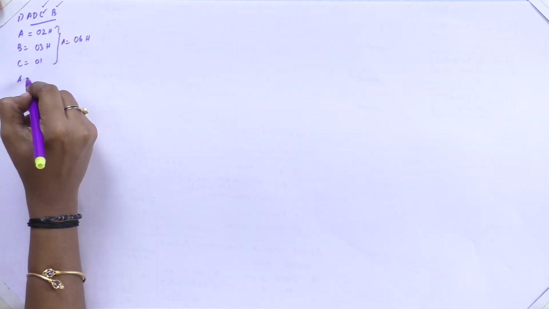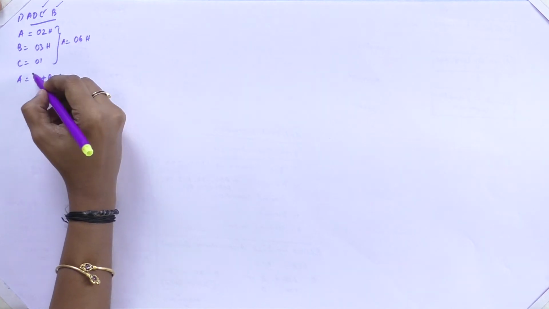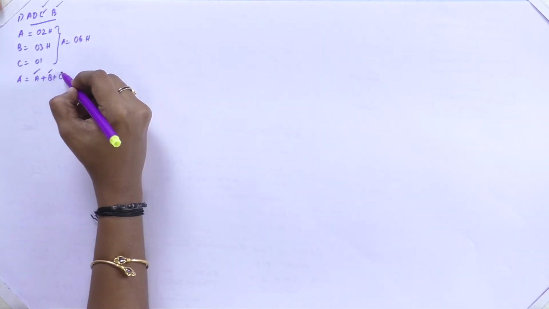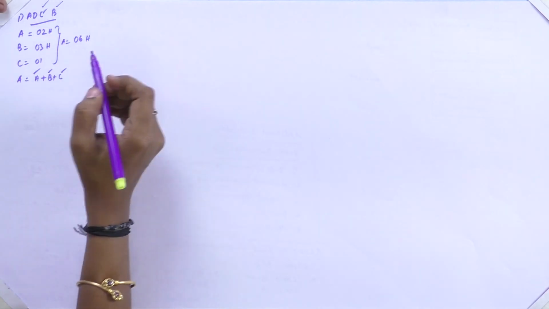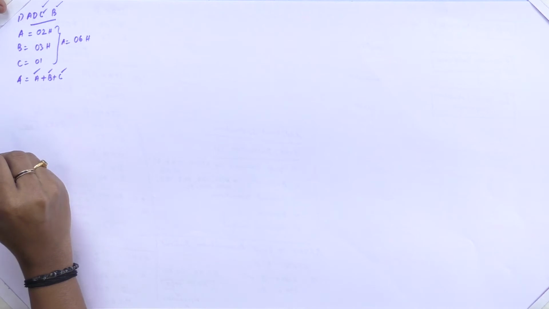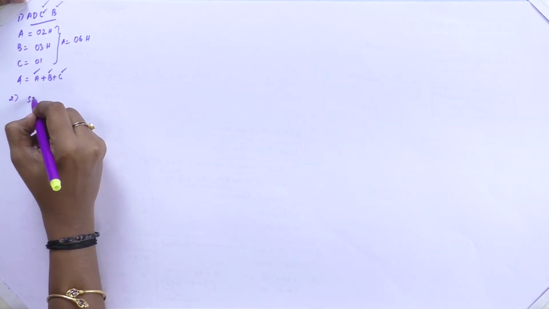Again the result will be stored in A. So you can say that A is equal to A plus B plus C. That is content of accumulator, content of register B and content of carry bit. All these will be added and the result will be again stored in accumulator. So this is ADC.